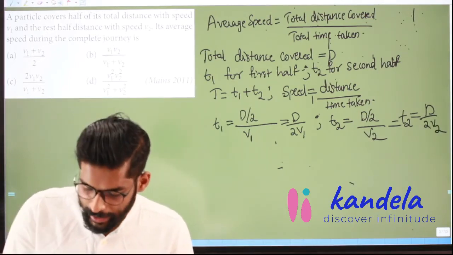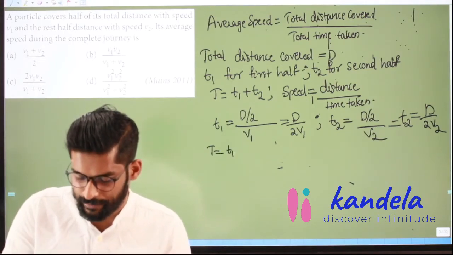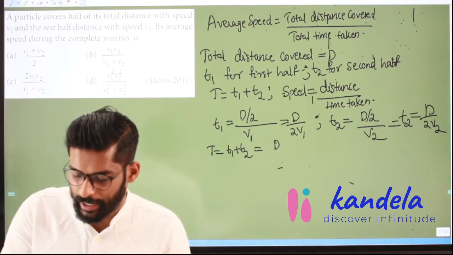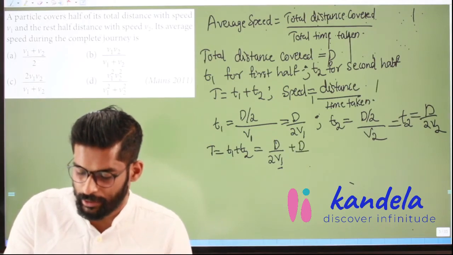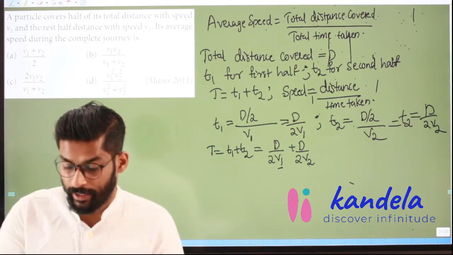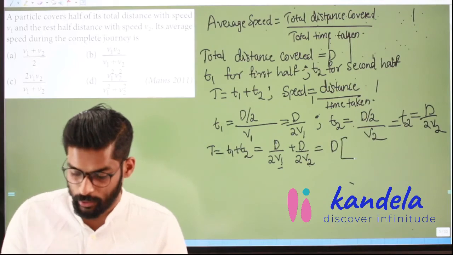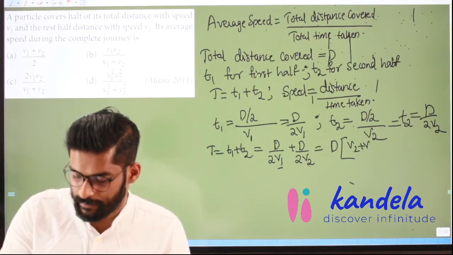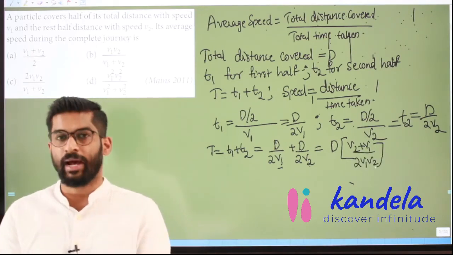Alright, now I can find the total time t. This is t1 plus t2, so that will be d by 2v1 plus d by 2v2. Simplifying further, I will get d into (v2 plus v1) divided by 2v1v2. I take the LCM and simplify the expression.